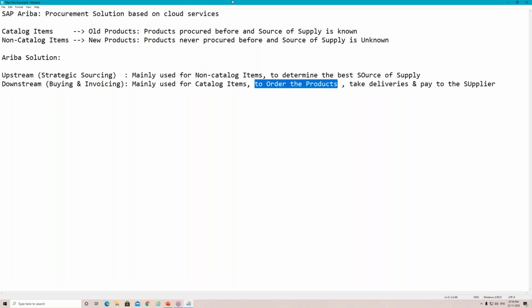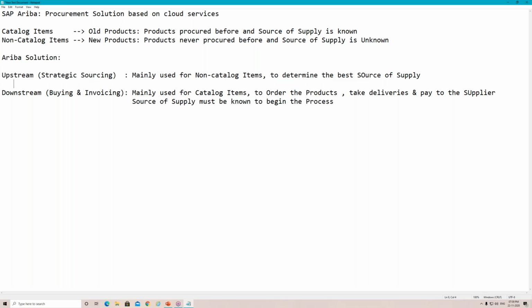That means, for downstream to basically start, in a very plain and simple way, you can tell over here: source of supply must be known. Source of supply must be known to begin the process. That is one of the major characteristics of downstream. On the other hand, look at upstream.